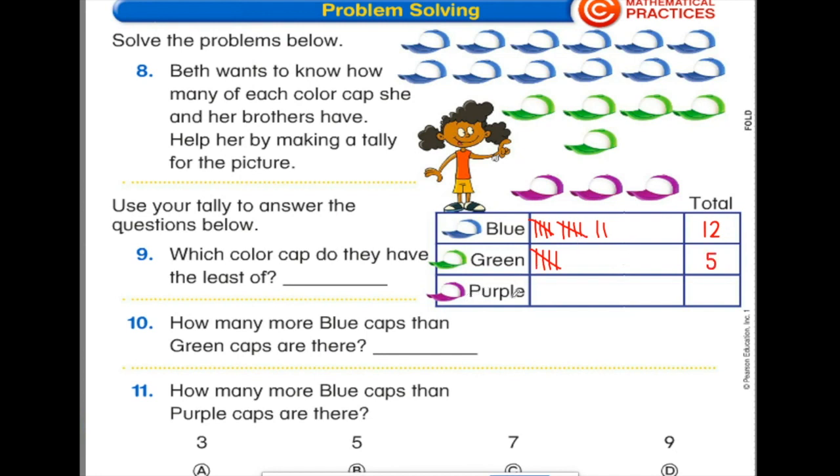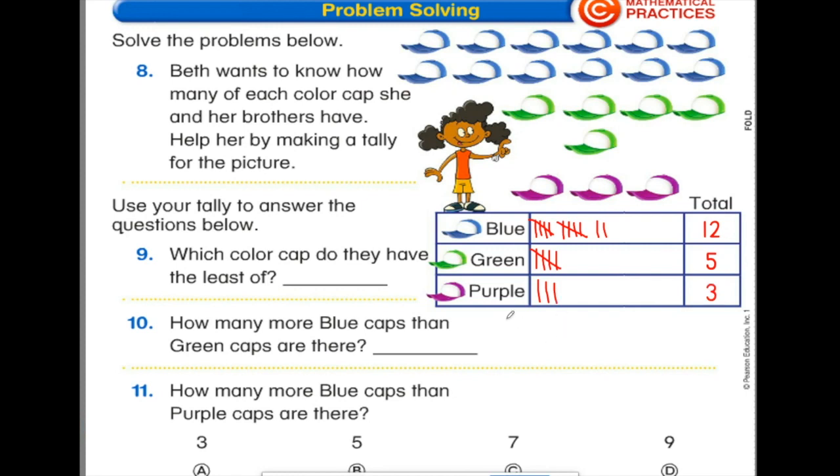Now the last section is the purple caps. Count with me. 1, 2, 3. Let's put that in tally marks. Count with me. 1, 2, 3. So we have a total of 3 purple caps.